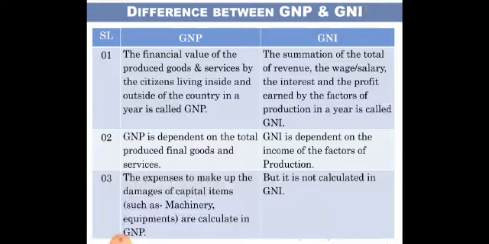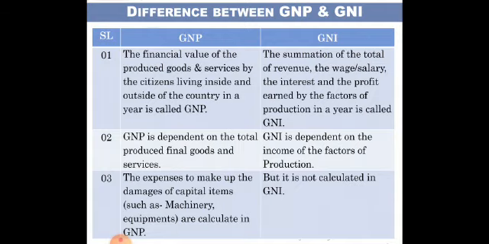Let's see another difference, between GNP and GNI. In some cases, GNP and GNI, these two terms are used as the same, but the calculation will never be the same. From the difference, we can easily see this. The financial value of the produced goods and services by the citizens living inside and outside of the country is called GNP. That is, GNP is calculated from the earnings of the citizens living inside or outside of the country. But in the case of GNI, it will be the summation of the four factors of production, that is land, labor, capital, organization, that is their income, the total amount of revenue, wage or salary, interest and profit, which is called GNI.